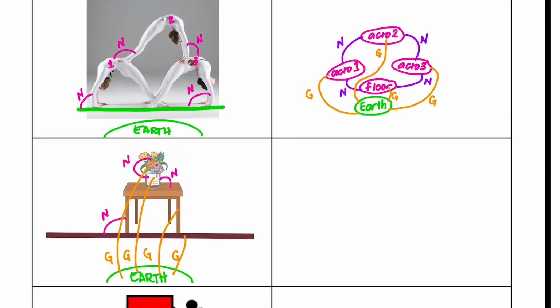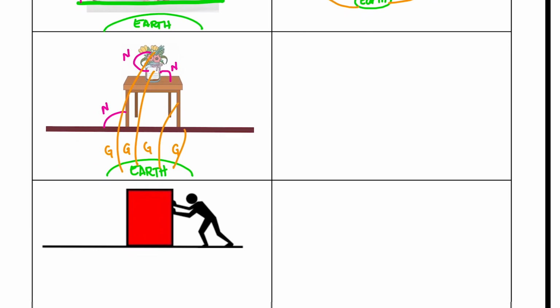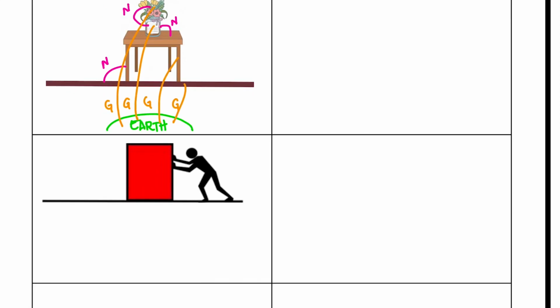So that's the flowers. And now we've got this person pushing a box across the floor. Okay, so now there is some movement. The person is pushing the box in the left direction, and it's on the floor, and the man is also moving along with the box.